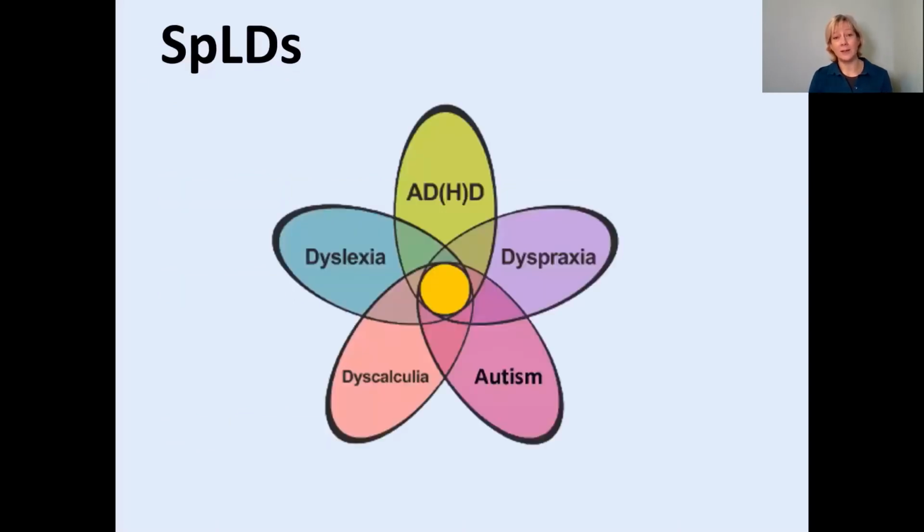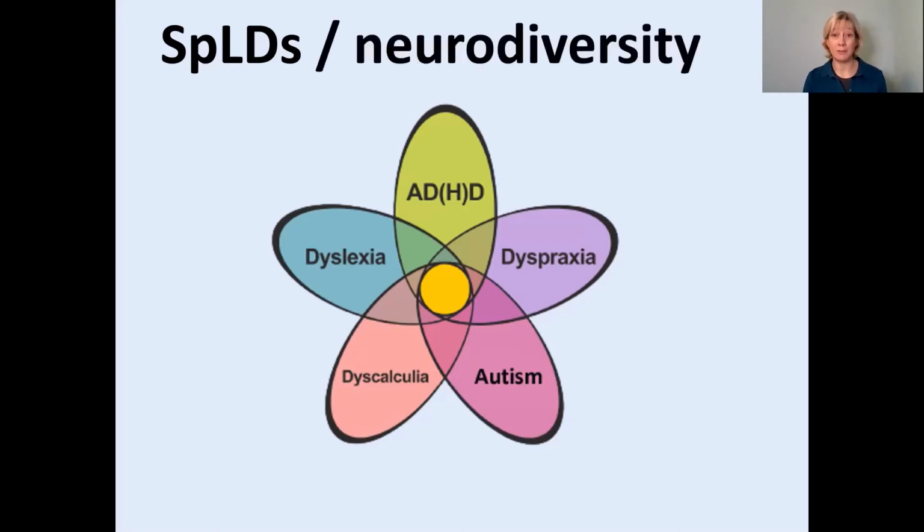Now, dyslexia doesn't normally travel on its own. It has friends. So as a teacher, when I meet students who have been identified as being dyslexic, I need to be aware that although the report says dyslexia, actually there are other things going on. There may be some characteristics of dyspraxia, dyscalculia. They may be further along the autism spectrum than the rest of the class. And so that's why it's really useful to have an umbrella term like specific learning difference or even neurodiversity.